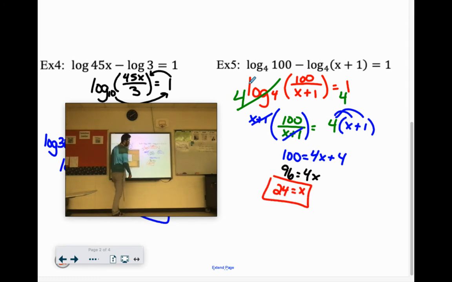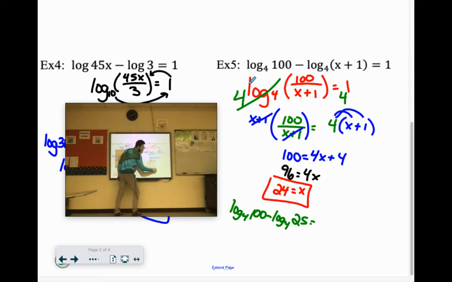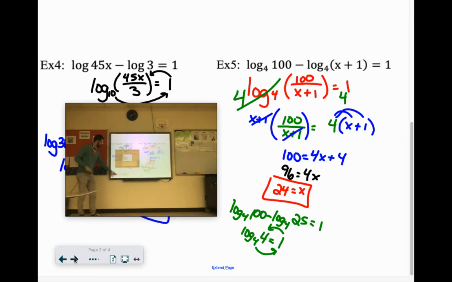If you substitute that back into the original equation, we have log sub 4 of 100 minus log sub 4 of 24 plus 1, which is 25. And then you divide those, so you end up with log sub 4 of 4 equals 1, and 4 to the first power equals 4. Great, it all works out.